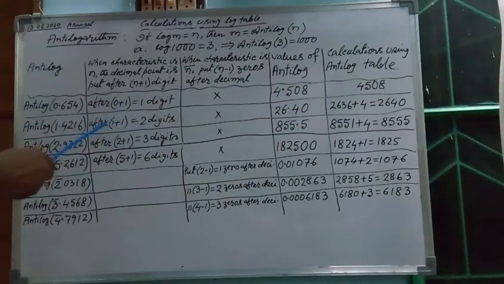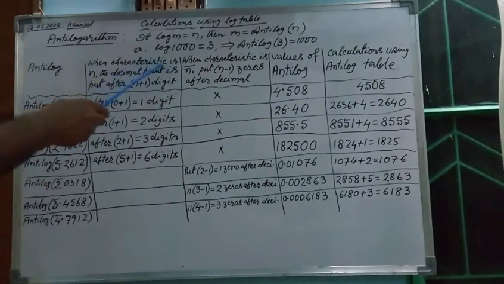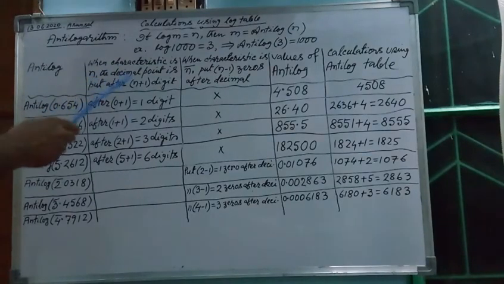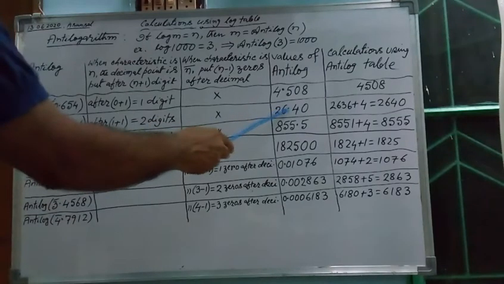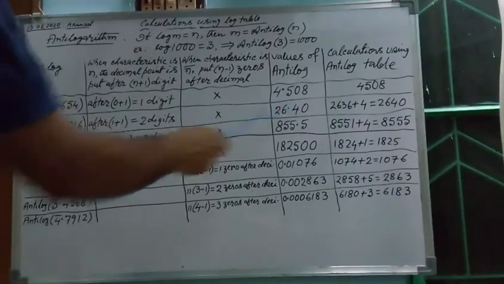I have written, if the characteristic is n, then the decimal point is put after n plus 1 digits. So here n is 1, so the decimal will be put after 1 plus 1, that is after 2 digits. After 2 digits, I have put the point.